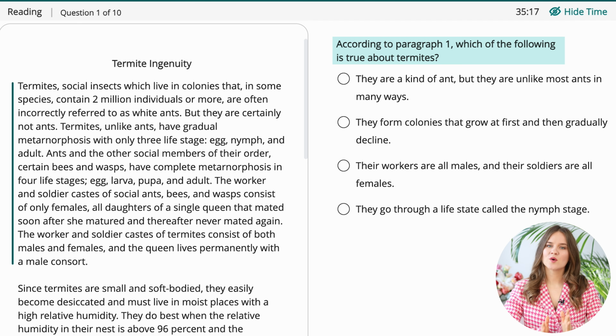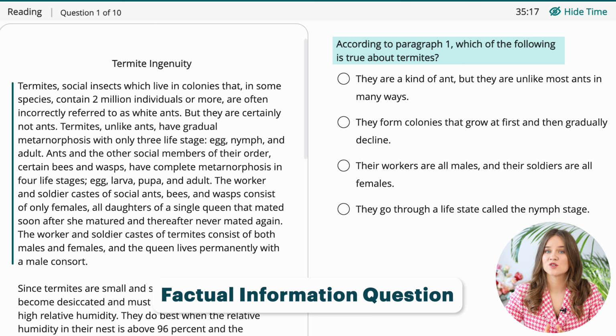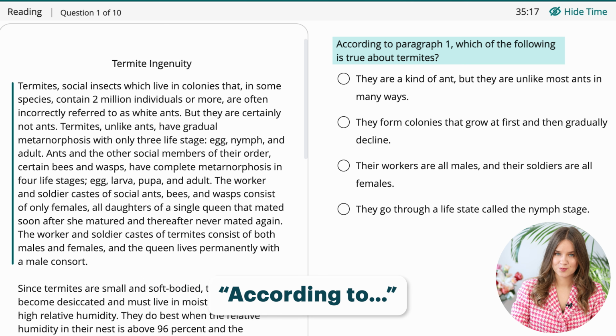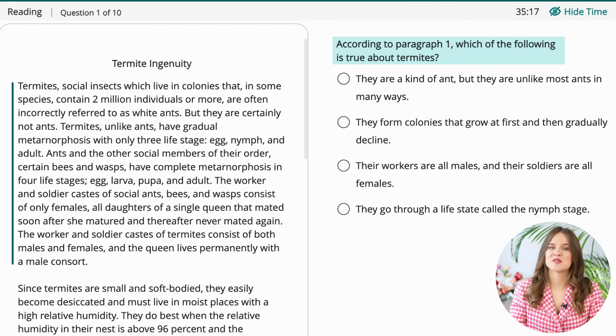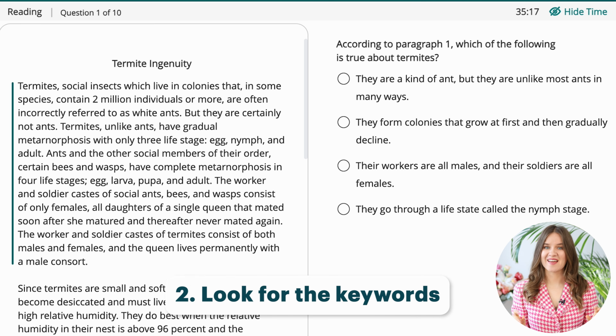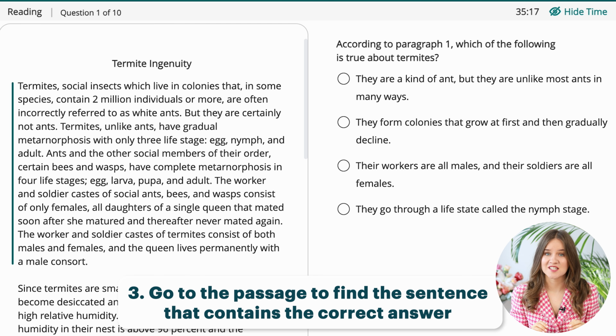Question 1. According to paragraph 1, which of the following is true about termites? This is a factual information question because it begins with according to. It asks us to find specific information that is clearly stated in the text. The typical strategy for this type of question is: read the question, look for the keywords, and then go to the passage to find the sentence that contains the correct answer.